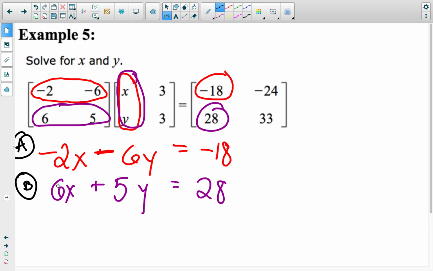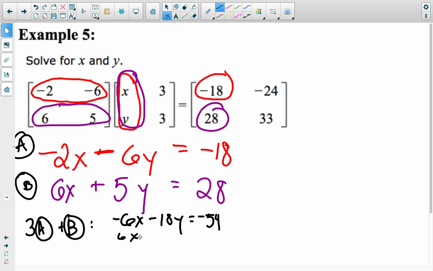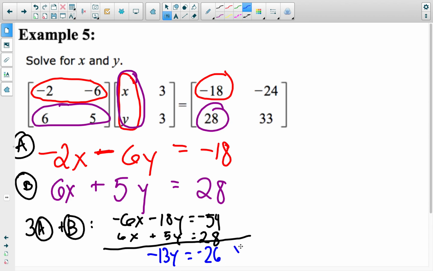Notice that this -2x, if we multiply it by 3, that'll give us a really nice situation. So 3A plus B. 3A I'm going to write out is -6x minus 18y equals -54. And then B is 6x plus 5y equals 28. And then when we add, because we have -6x and +6x, we're going to get -13y equals -26, meaning that y equals 2.